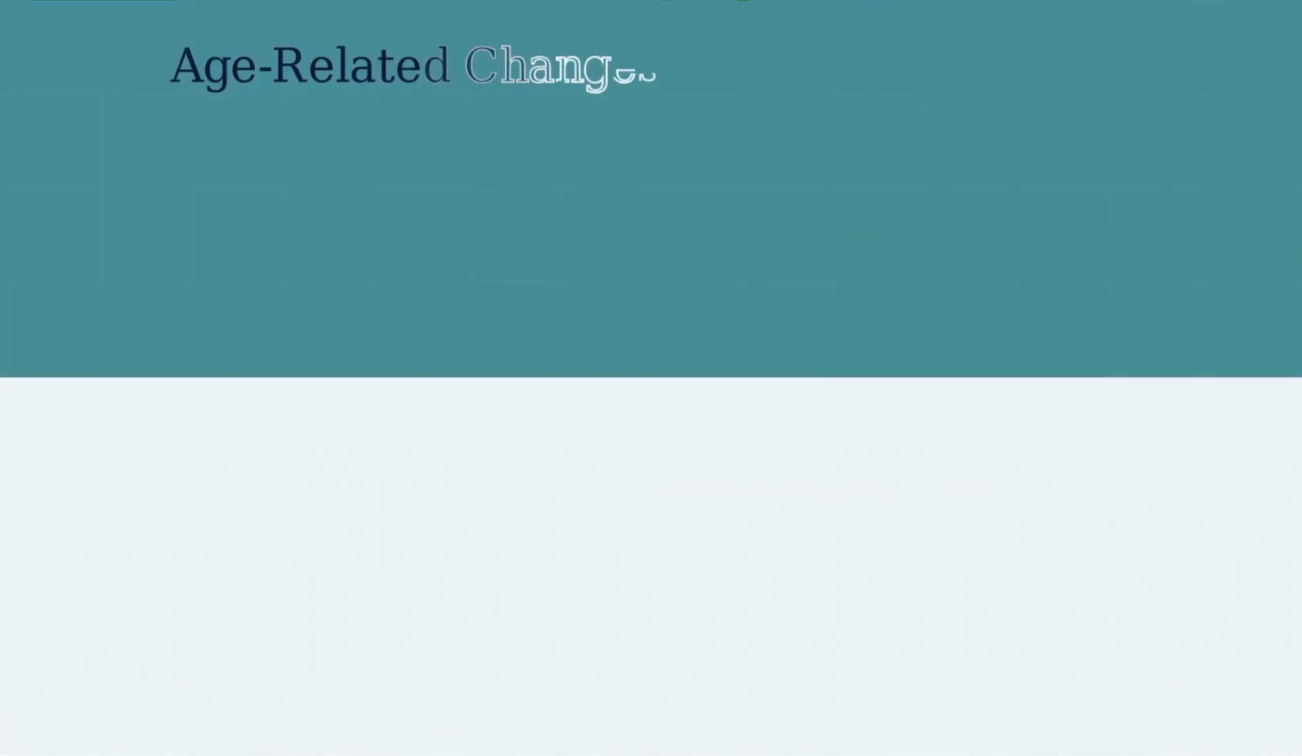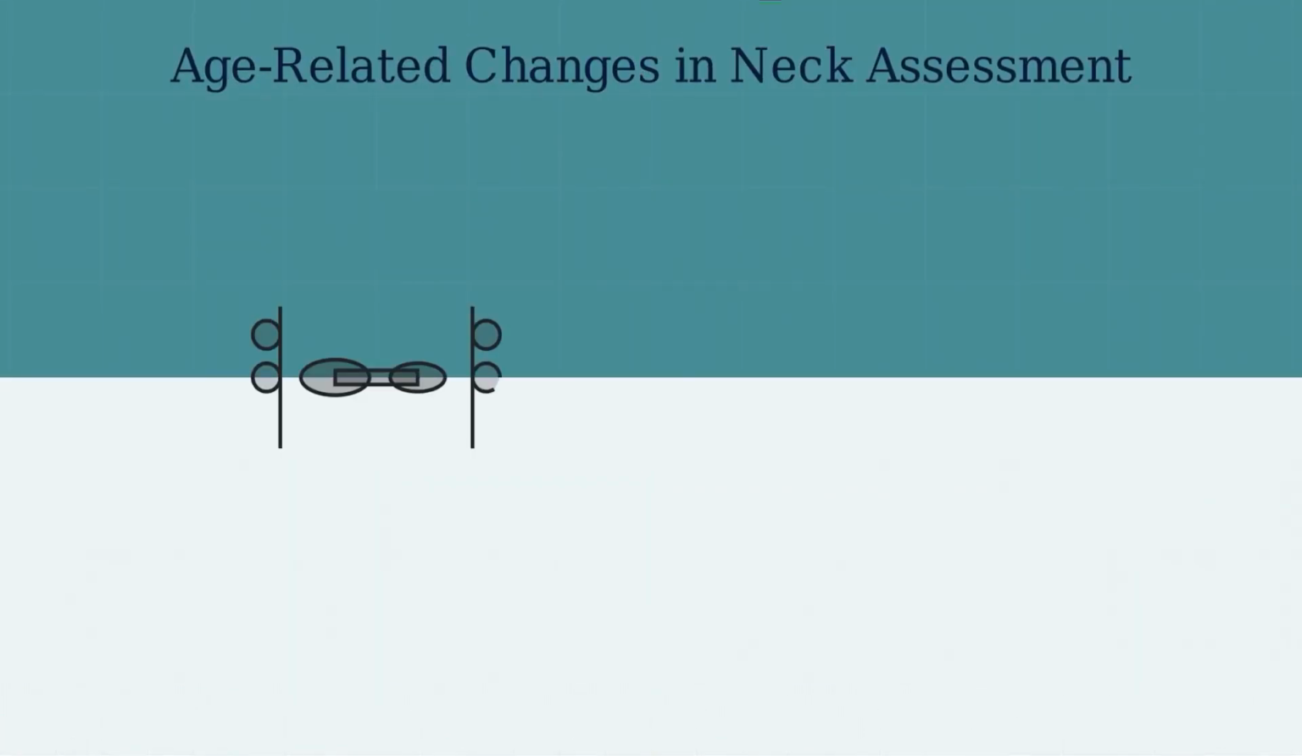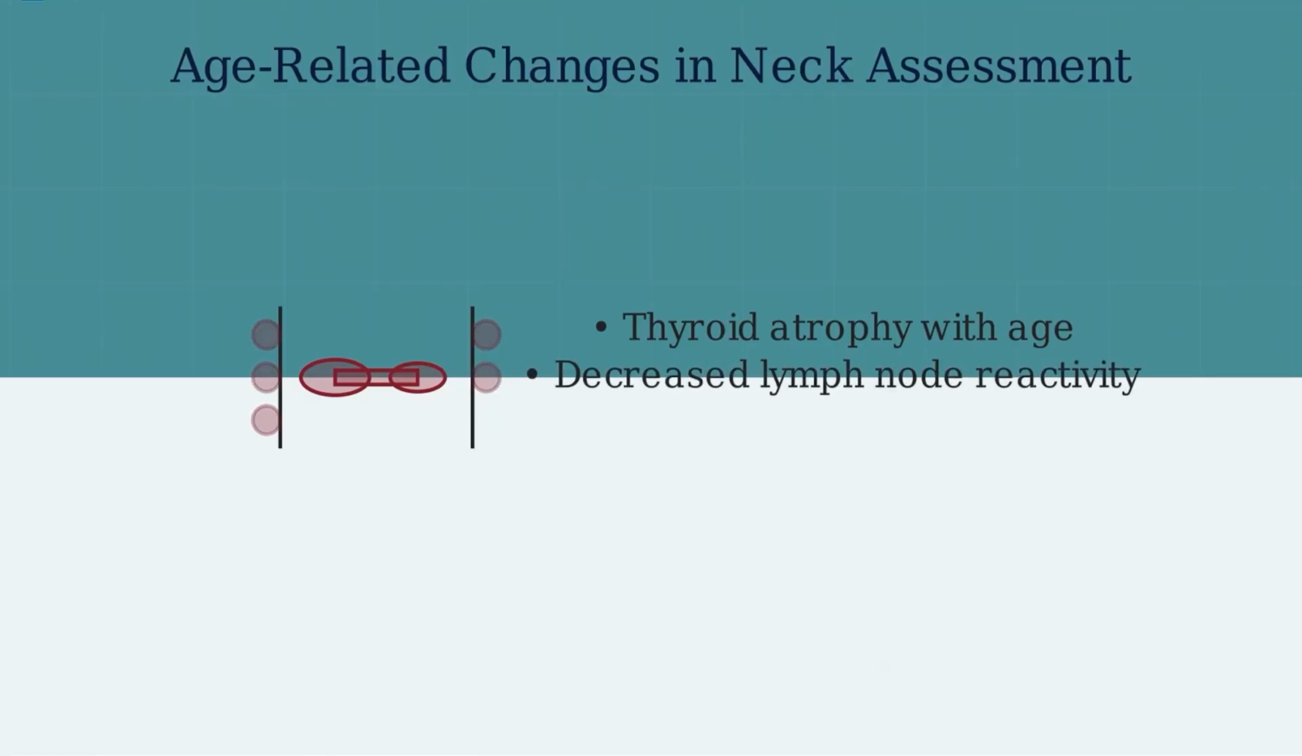When assessing older adults, you should be aware of several normal age-related changes. The thyroid gland typically undergoes atrophy with age, becoming smaller and less palpable. Lymph nodes may show diminished reactivity due to a natural decline in immune response. The neck tissues generally become thinner, making structures more prominent but not necessarily abnormal.